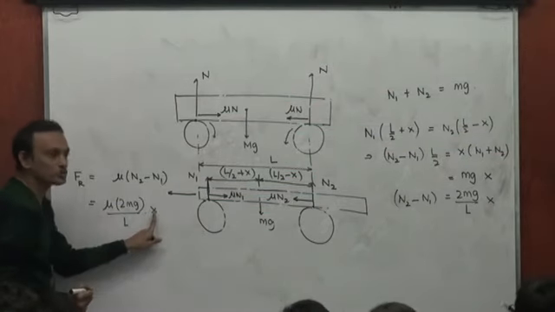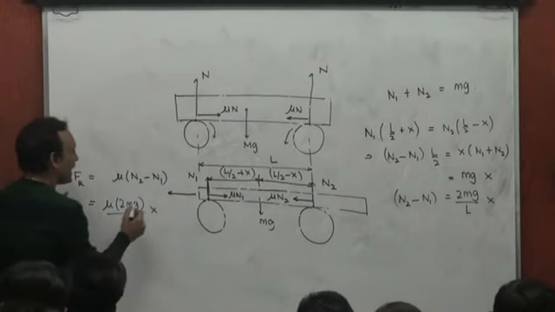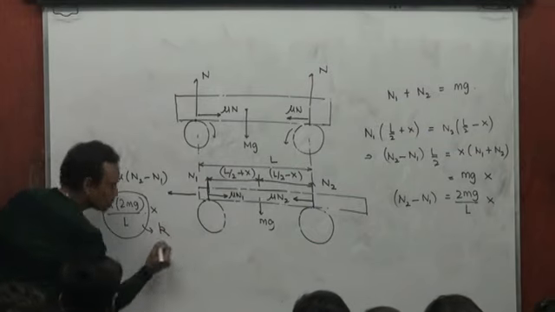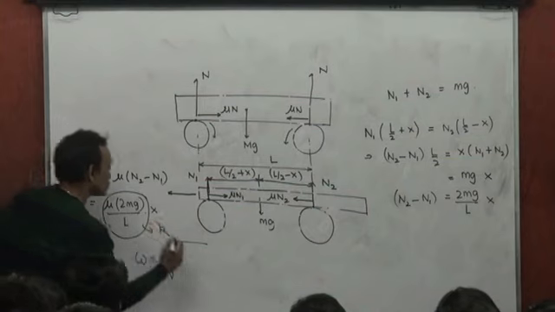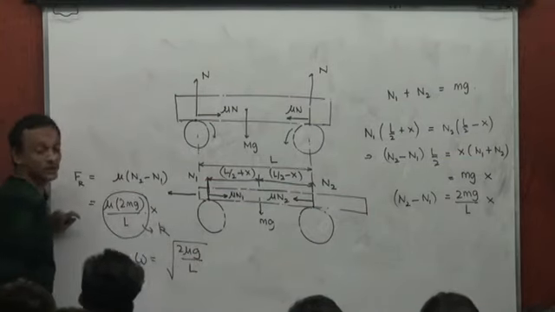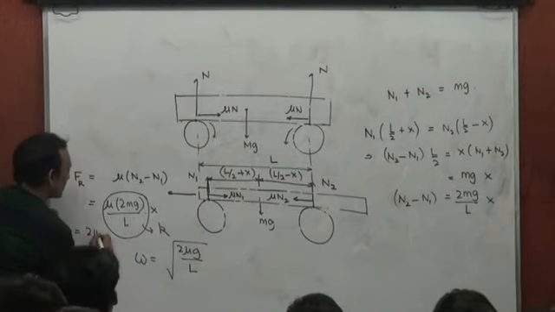So the restoring force is proportional to X. So the motion is simple harmonic, and the force constant must be this. This must be the force constant of the motion. So the omega of the motion is root k by m. So root of 2 mu g by L must be the omega of the oscillation, and the time period would be 2 pi by omega.